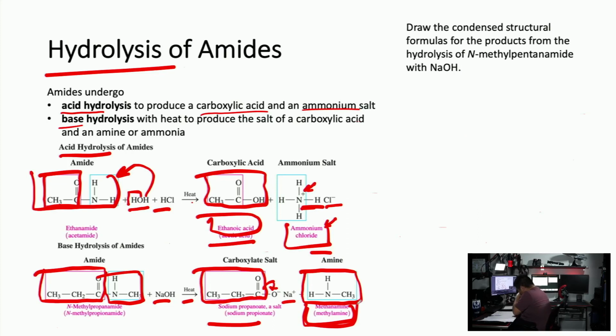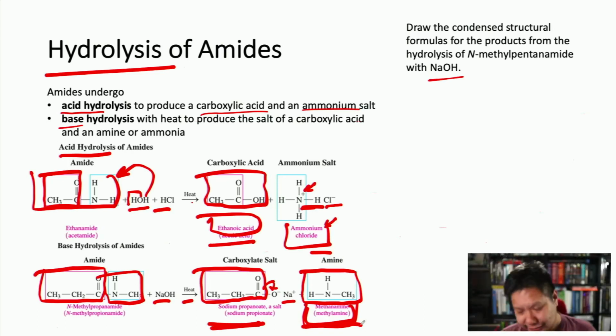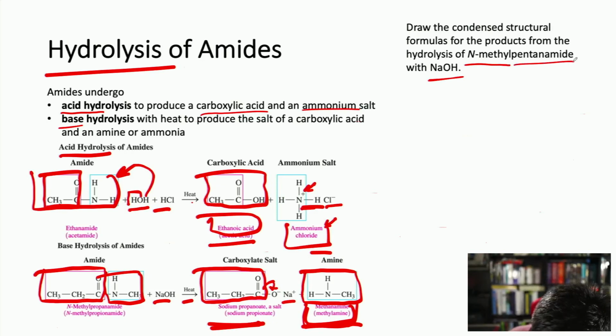It says draw the condensed structural formulas for the products of the hydrolysis of N-methylpentanamide with sodium hydroxide. Well, that right there tells you, since you're using sodium hydroxide, it's a base hydrolysis, which means you should end up with a carboxylic acid salt and an amine, not a carboxylic acid and an ammonium salt. So the first step in getting this right is to pay attention to what the name is. N-methyl, so there's a methyl on a nitrogen. Pentanamide, 5 carbons, right? Easy.